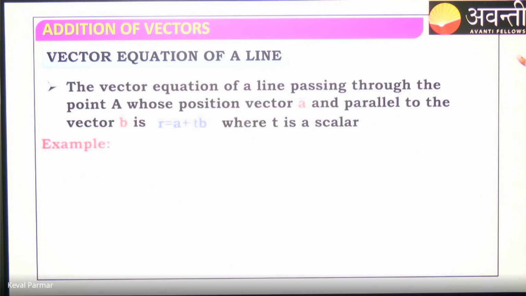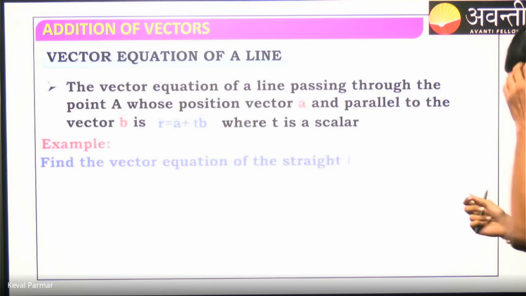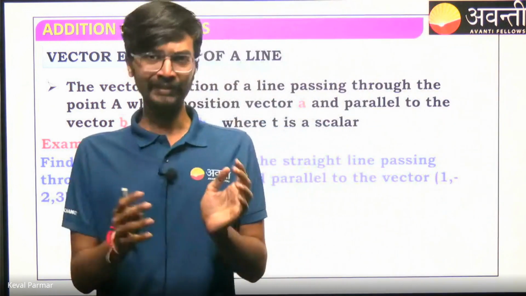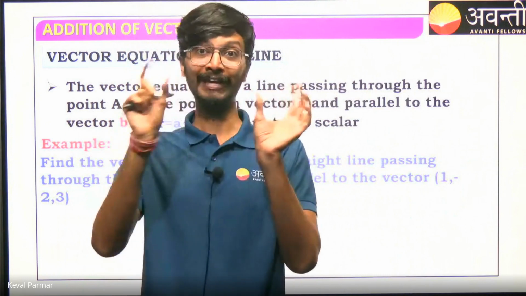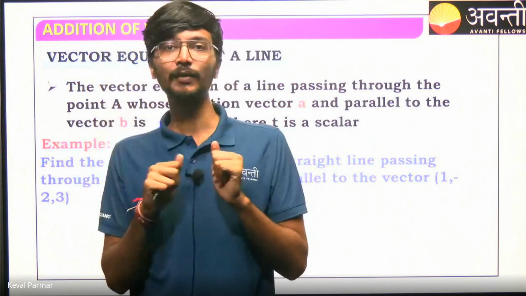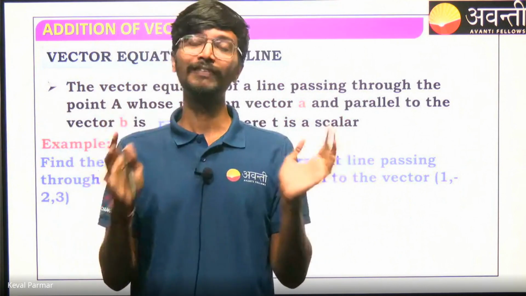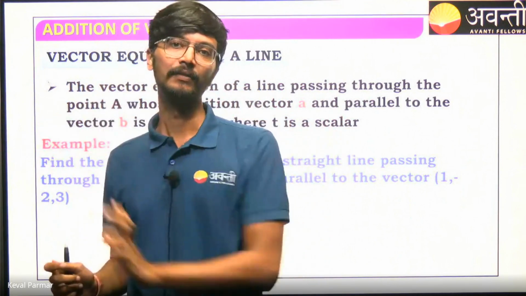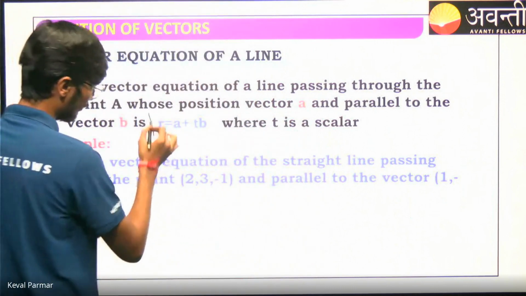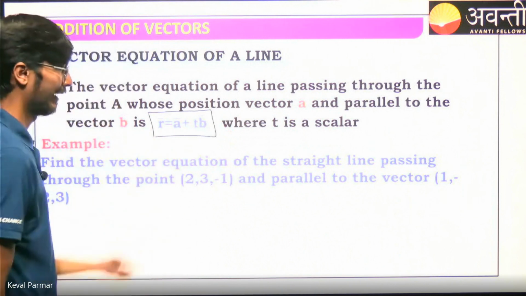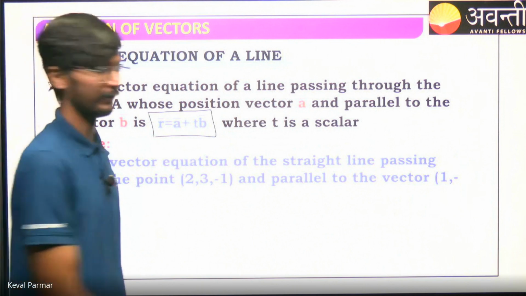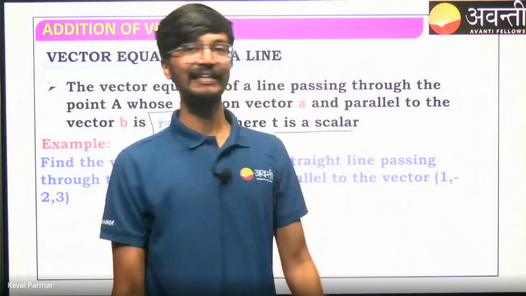First is vector equation of line, that is, equation of line in terms of vectors. There is one more thing, Cartesian equation of line, which is equation of line in terms of x, y, and z, that is in terms of coordinates. So here, as you can see, the equation of a line is given by r vector equals a vector plus t times b vector, where t is a scalar.